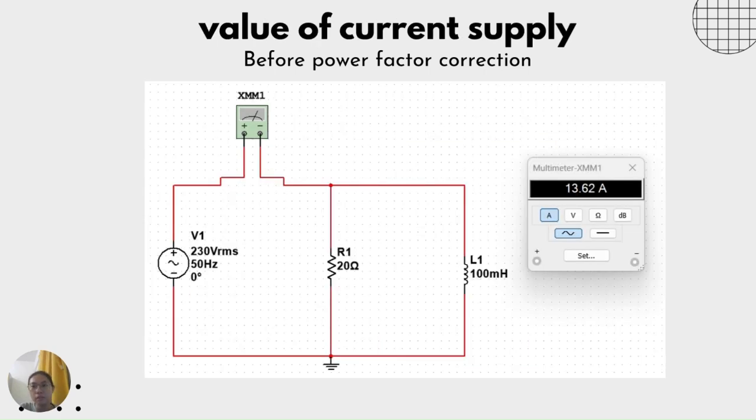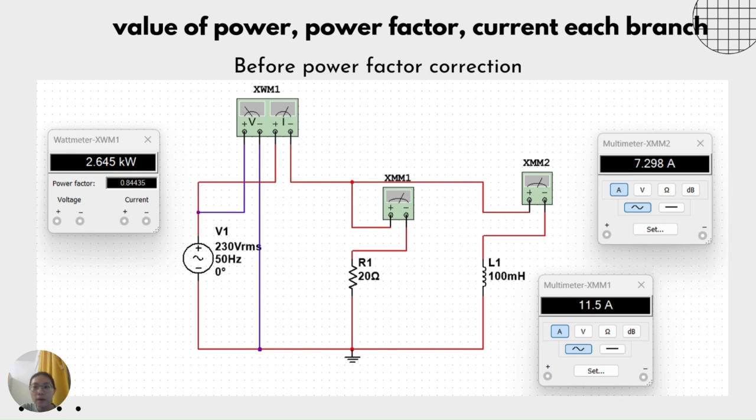First, the value of the current supply is measured by a multimeter in simulation and it gets 30.62 amperes. The power is 2.645 kilowatts. The power factor is 0.84435. Besides that, the current across the resistor is 11.5 amperes and the current across the inductor is 7.298 amperes.